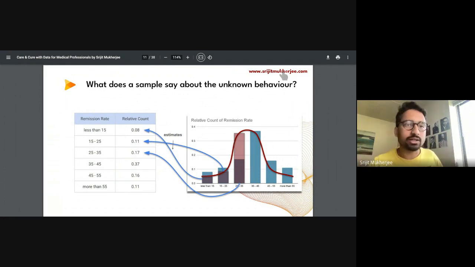That's the best we can get. The sample that we have, that's the best we can use to understand the behavior of the actual unknown population. So what does a sample say about the unknown behavior? Observe that the blue curves are the estimated sample numbers, and the red curves are the actual curve. So that's the best you can say. It's not true. You can see it's not true.